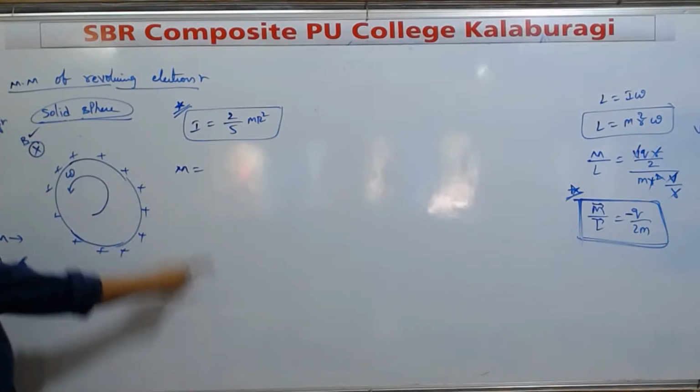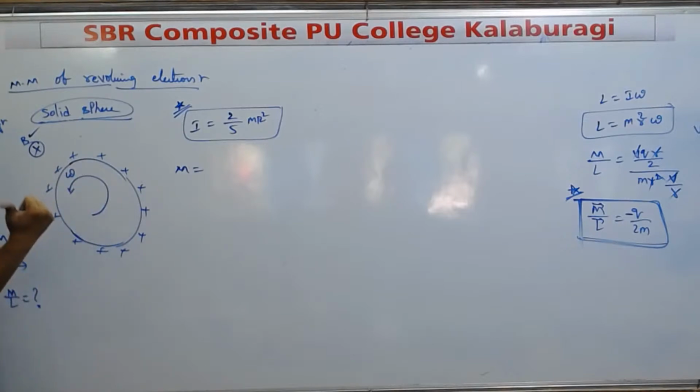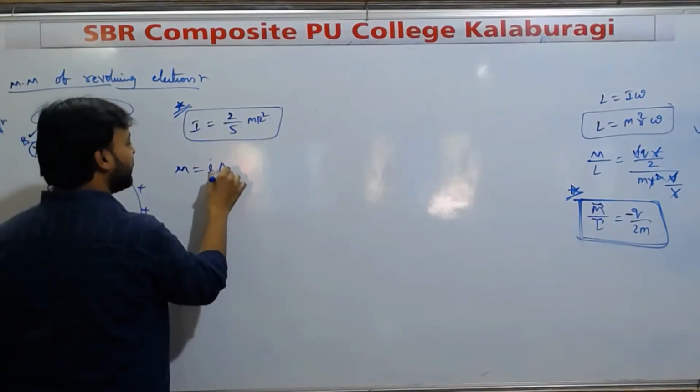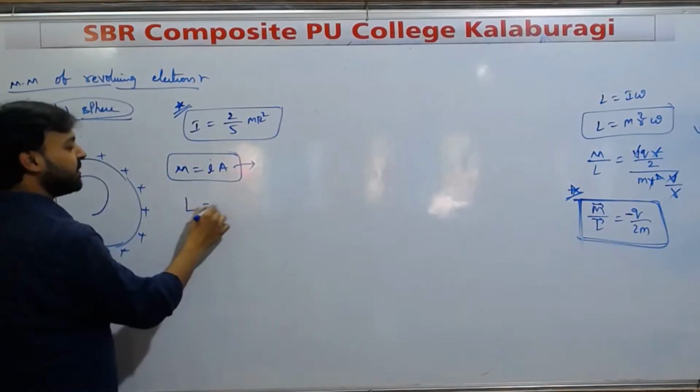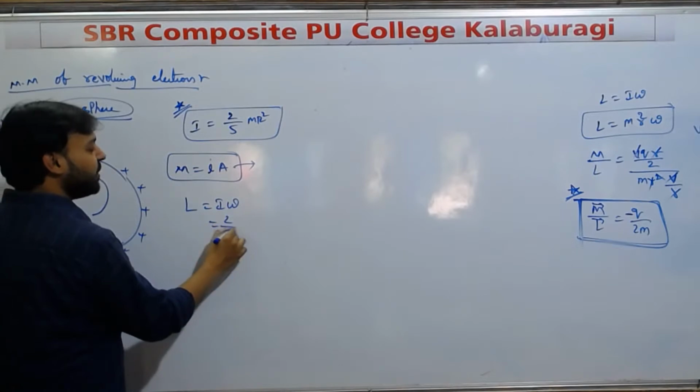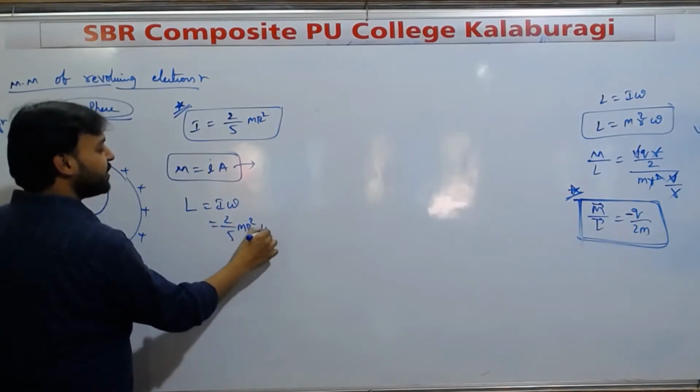So what is the direction of the current now in this direction? So this will be what? Magnetic moment direction. So don't change, right? Because positive charges. Right? So it will be I into A, area, you can substitute. What is angular momentum? I omega. What is I? 2 by 5 m r square into omega.